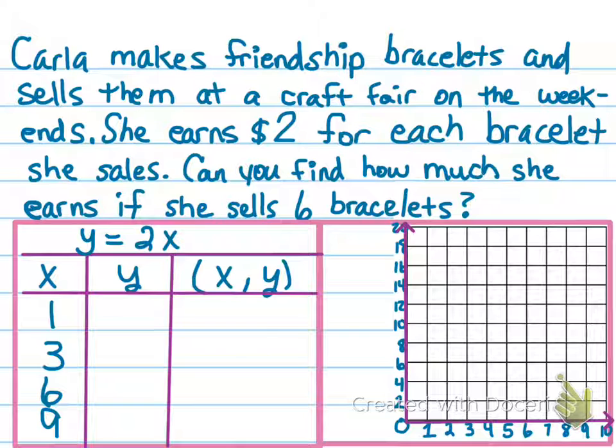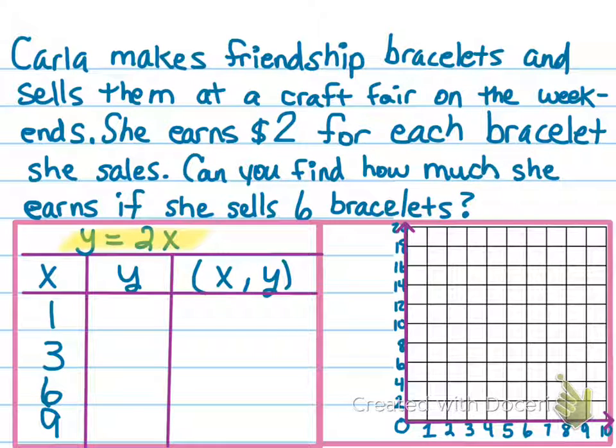Now, notice that if she sells 0 bracelets, she's not going to make any money. So our graph is going to start at the origin, or the ordered pair is 0, 0. So let's look. We have an equation here, y equals 2x. X is the number of bracelets that she's selling, and Y is how much she's making. If I multiply the number of bracelets by 2, that would tell me how much money she has made.